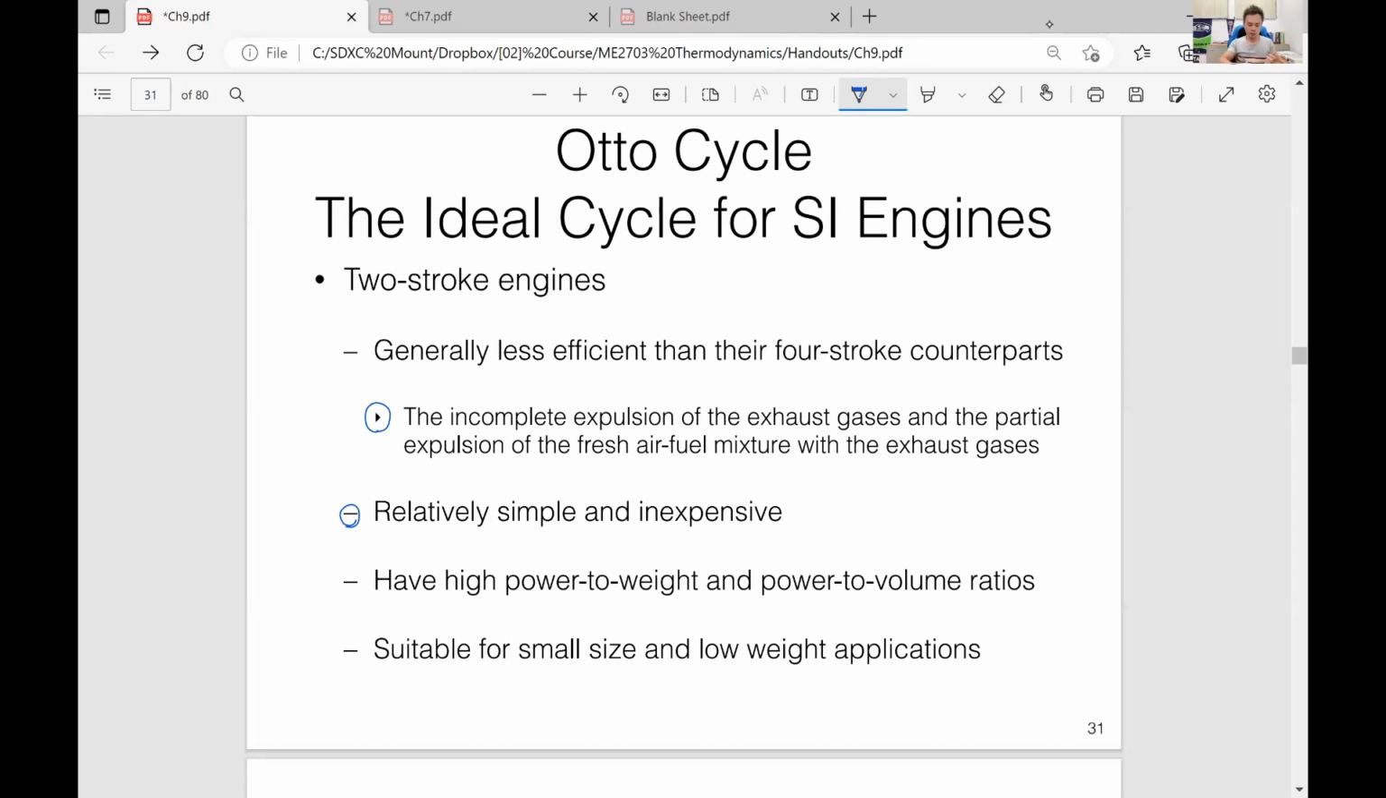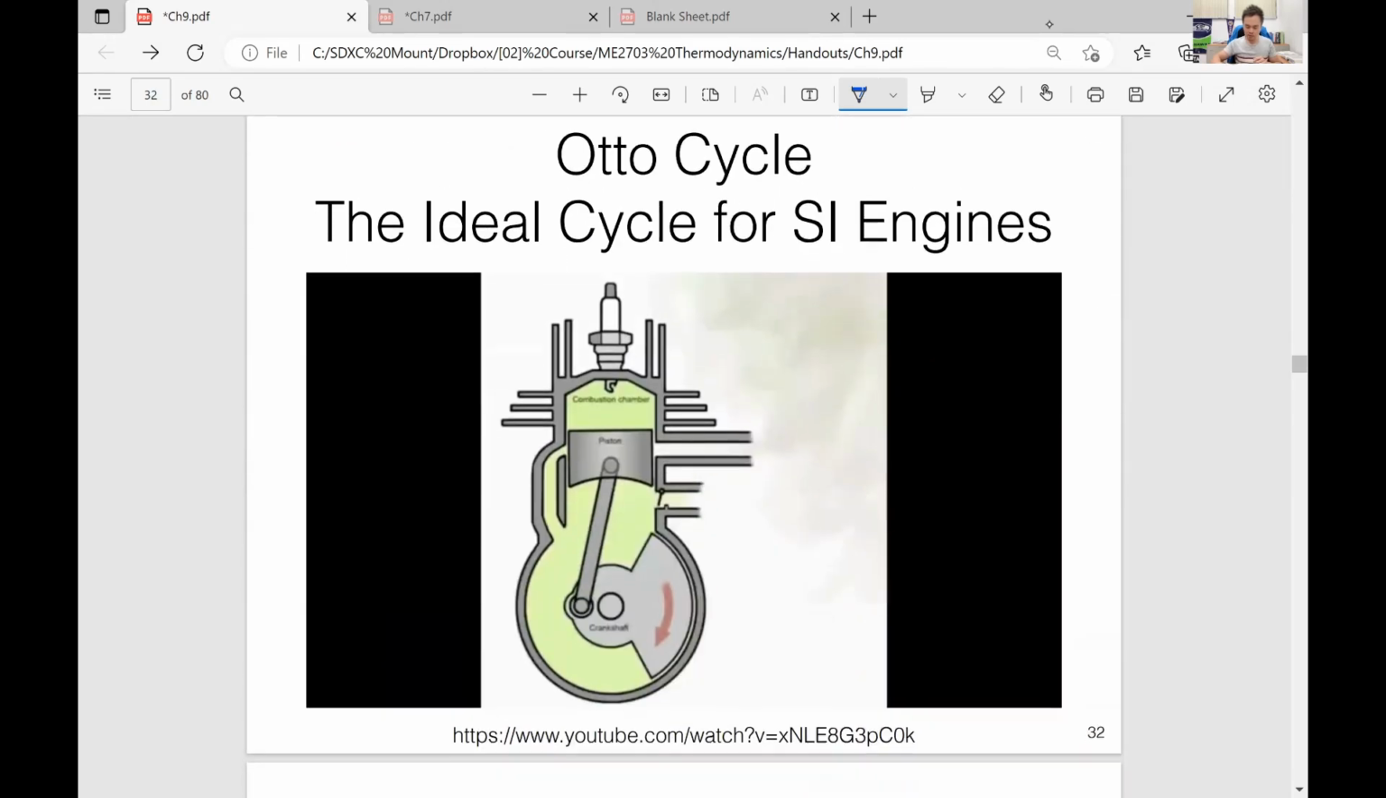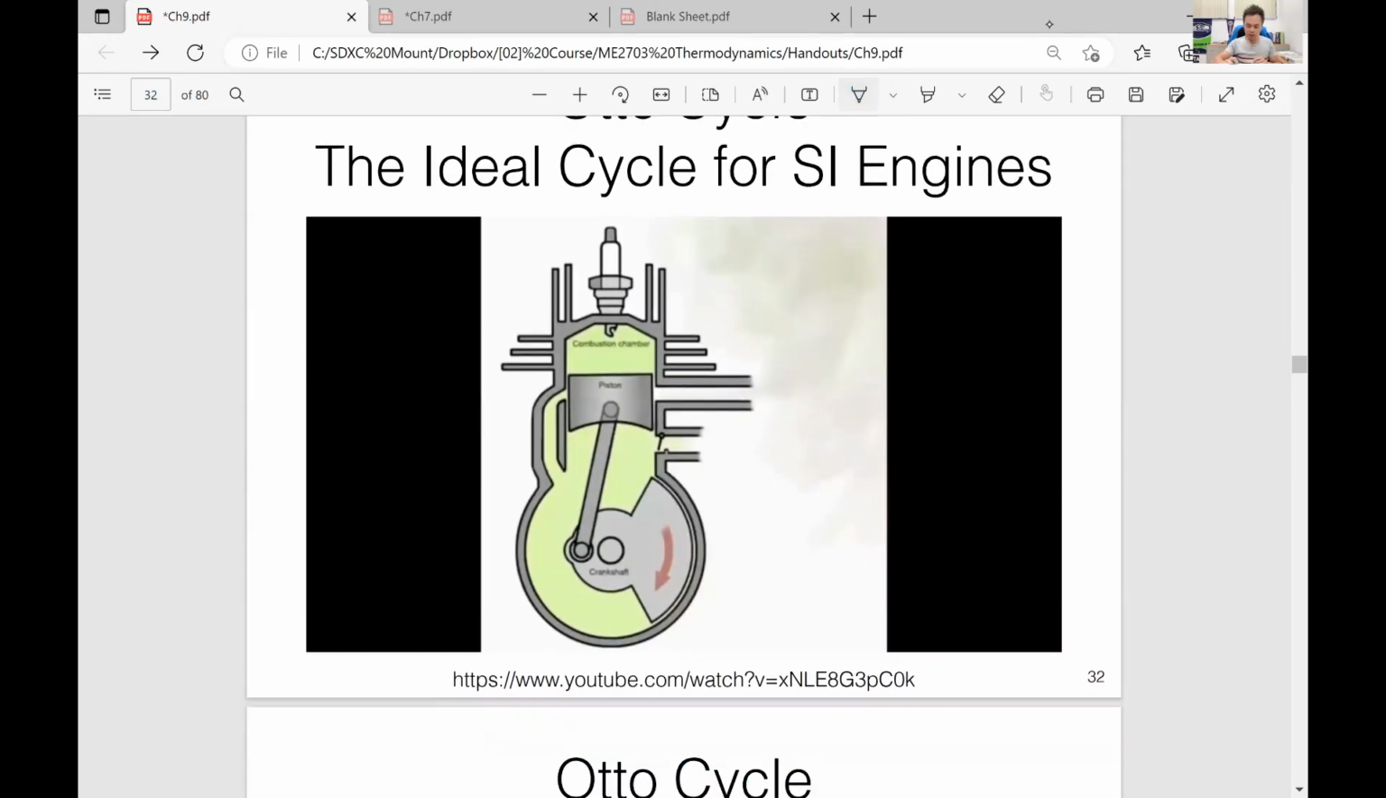And this is a good part: they have a very high power-to-weight ratio and power-to-volume ratio. So it's easy to carry, and you can carry a two-stroke engine around. It's suitable for small size and low weight applications. We can look at this video to see how a two-stroke engine works.